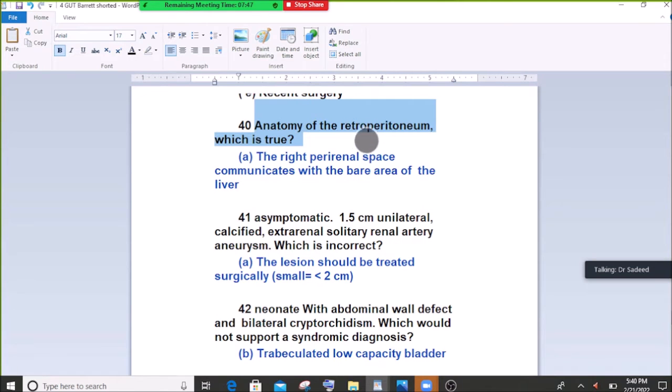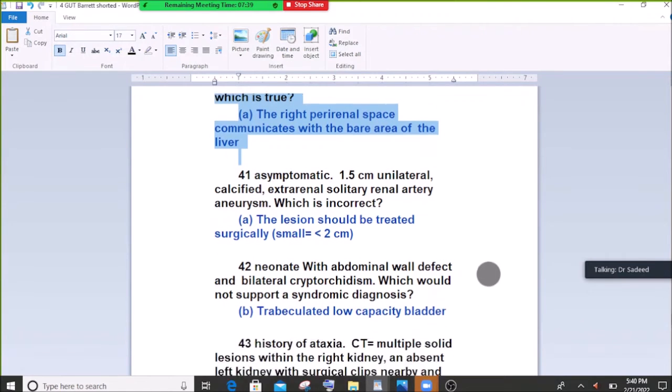Question 40, anatomy of retroperitoneum, which is true? The right perirenal space communicates with the bare area of the liver.